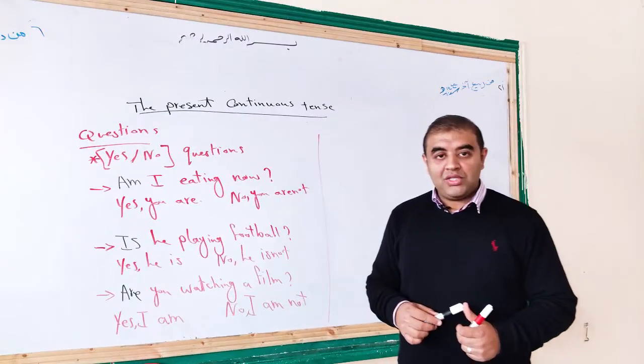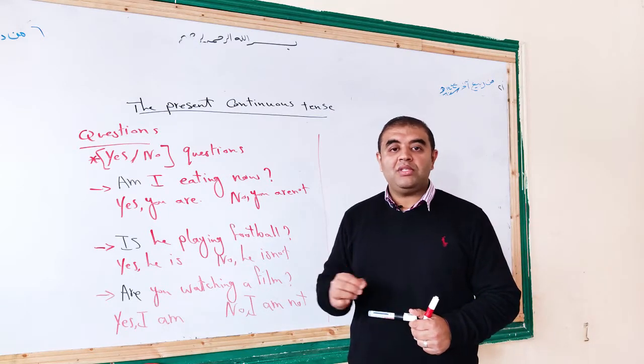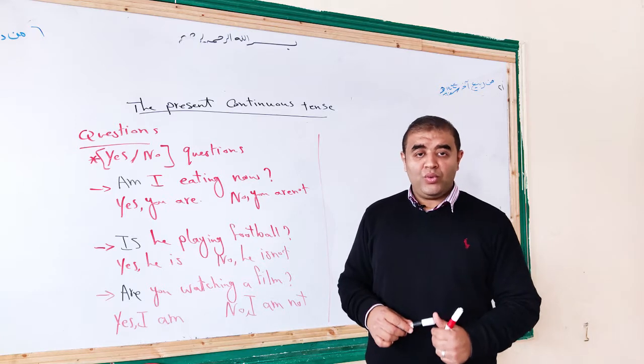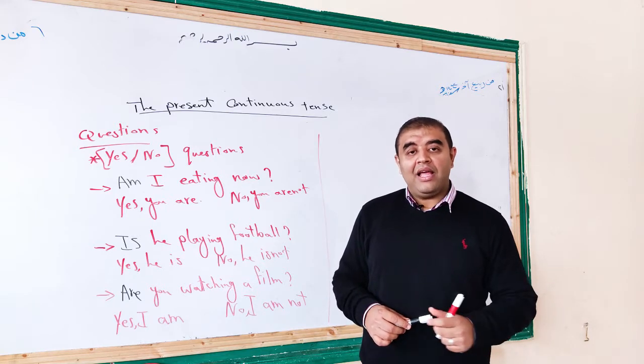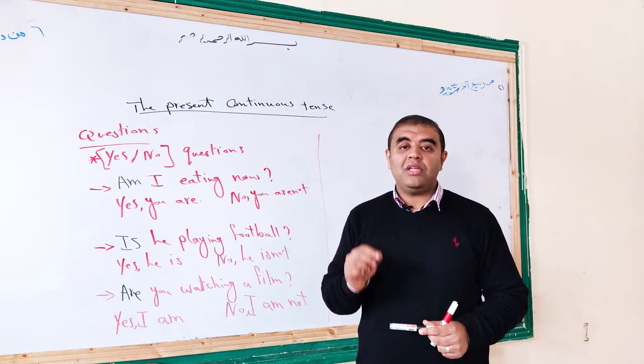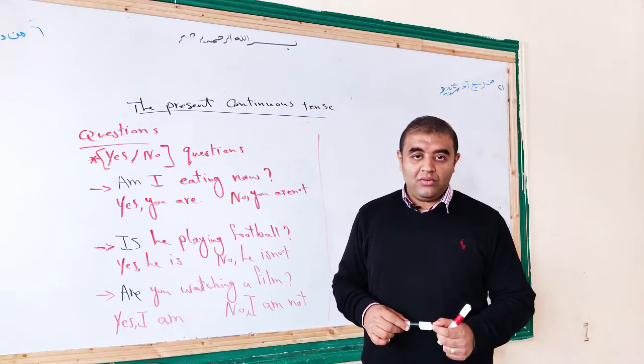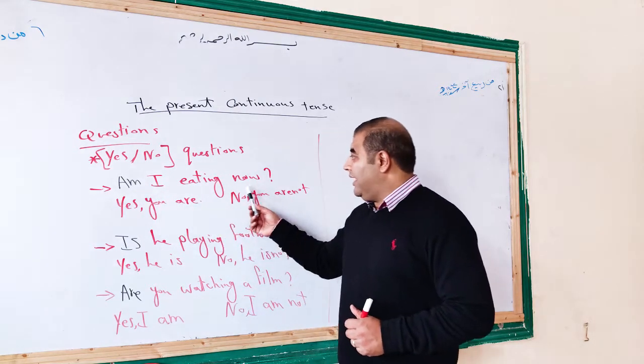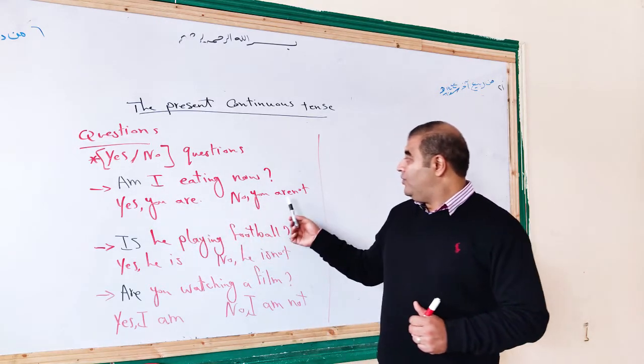Now what about questions and how to form questions in the present continuous tense? We have two kinds of questions. The first one, yes or no questions. السؤال بهل. And in this kind of questions we use yes or no to answer this kind of questions. For examples, number 1, am I eating now? Yes, you are, and no, you aren't.